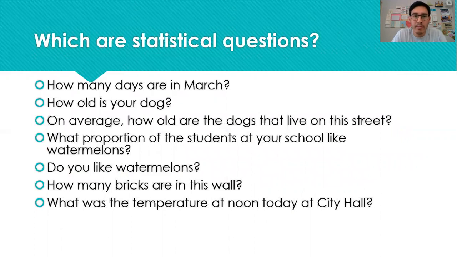As a quick example, let's take a look at this list of questions and try to pick out which ones are statistical questions. The first one says, how many days are in March? Well, it's a fact that March has 31 days. And it always has 31 days. It never changes. So there would be no variability in the data I record for that question. It's just always going to be 31. So that's not a statistical question.